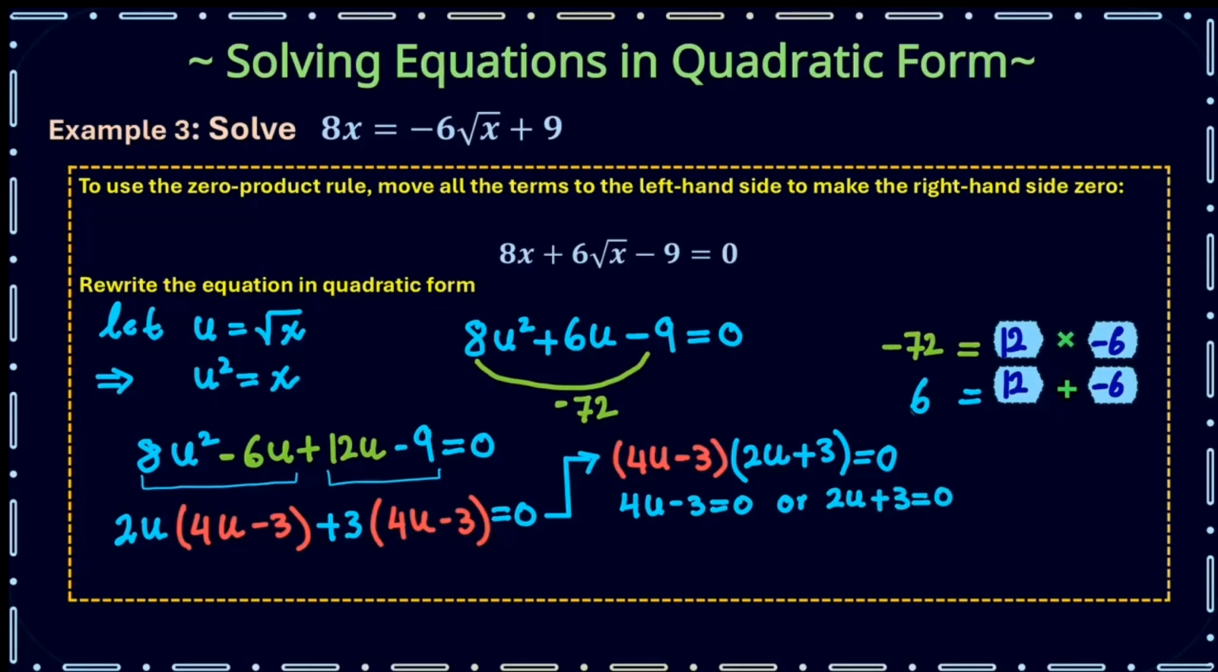Now the first equation gives us u equal to 3/4. The second one gives us u equal to negative 3/2. But now you gotta keep in mind that it is not u that we are trying to solve. It is x. Square root of x has been replaced with u. So for the first one, let's call this number 1.